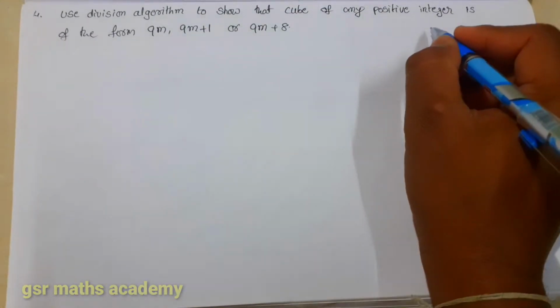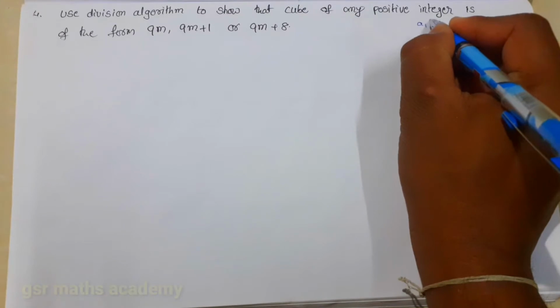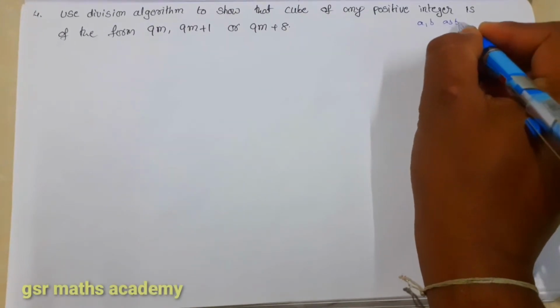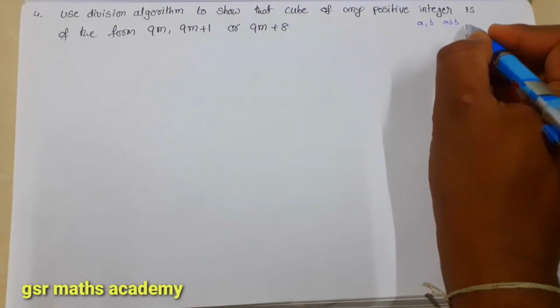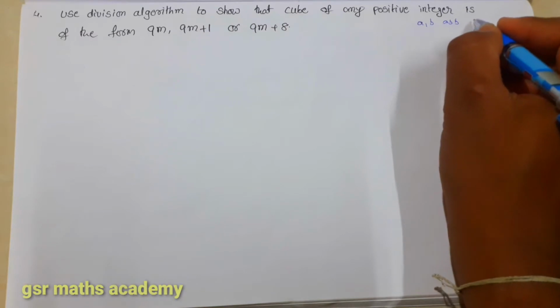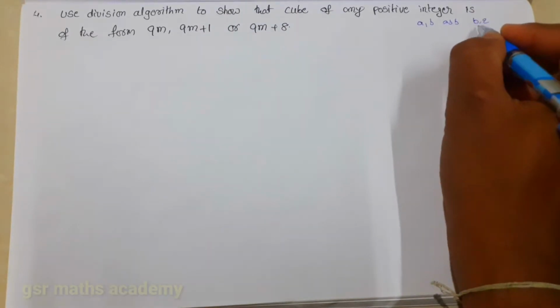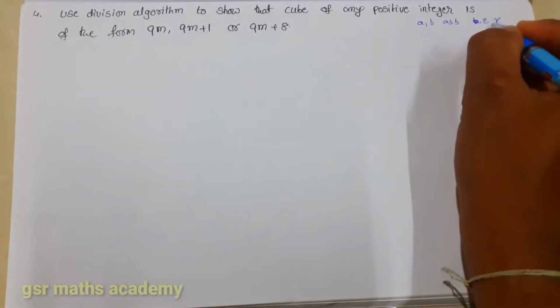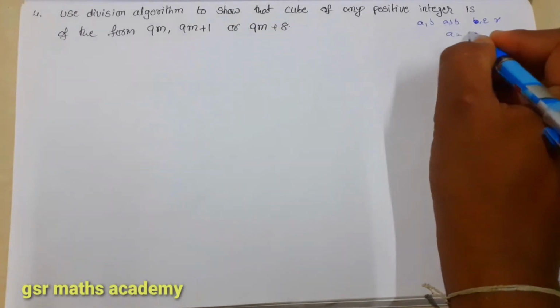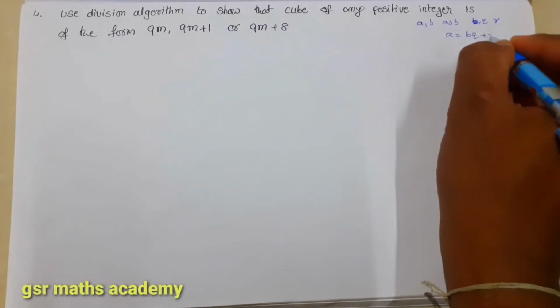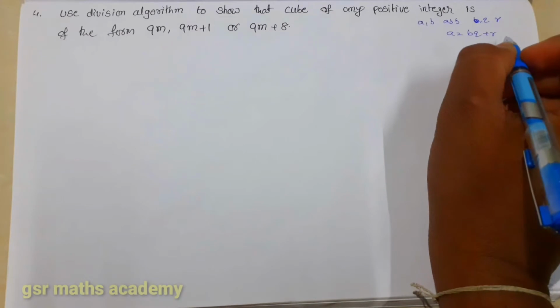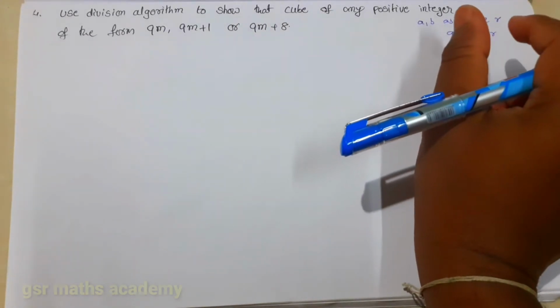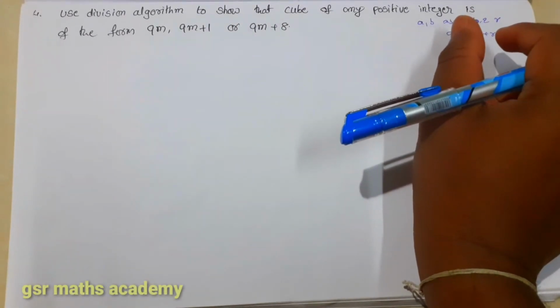If you take any two positive integers a and b, where a is greater than b, then there exists a unique pair of integers q and r such that a is equal to b into q plus r. This is Euclid's division algorithm. By using this, we are going to show this.